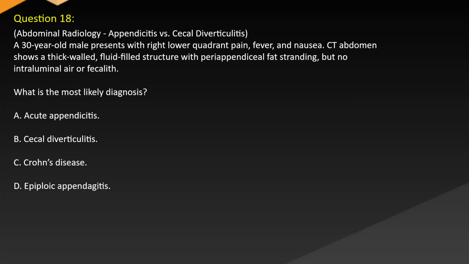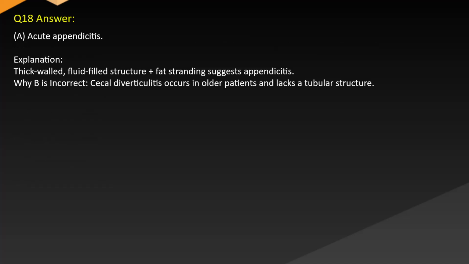Question 18. Abdominal radiology. Appendicitis versus cecal diverticulitis. A 30-year-old male presents with right lower quadrant pain, fever, and nausea. CT abdomen shows a thick-walled, fluid-filled structure with periappendiceal fat stranding but no intraluminal air or fecalith. What is the most likely diagnosis? A. Acute appendicitis. B. Cecal diverticulitis. C. Crohn's disease. D. Epiploic appendagitis. Answer A. Explanation: A thick-walled, fluid-filled structure plus fat stranding suggests appendicitis. B is incorrect. Cecal diverticulitis occurs in older patients and lacks a tubular structure.